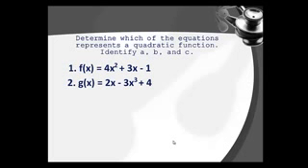Number 2. g(x) = 2x − 3x³ + 4. Here, the highest exponent is 3. Then it is not a quadratic function. Let's go to number 3. h(x) = √3 x² + 2. Here, the highest exponent is 2. Then it is a quadratic function. The value of a is √3, the value of b is 0, and the value of c is 2.